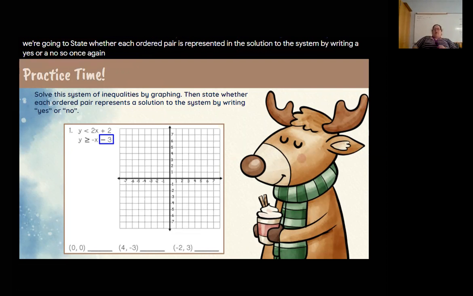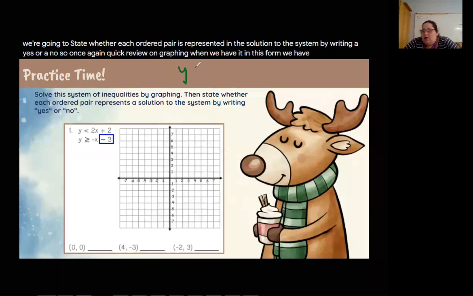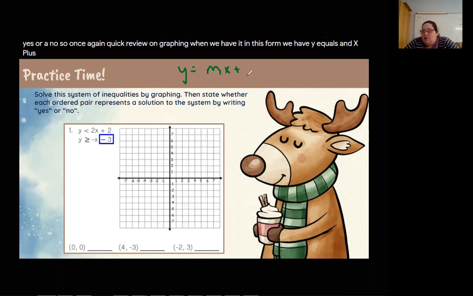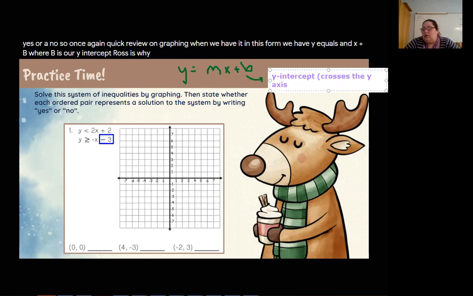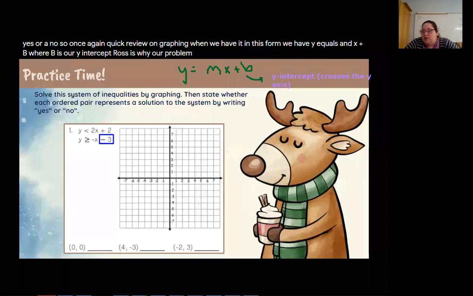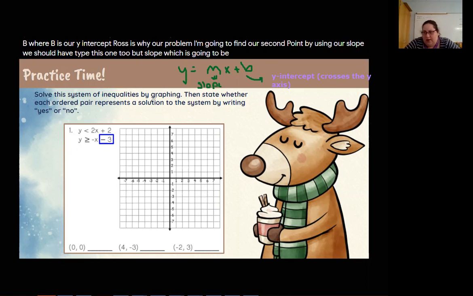So once again, quick review on graphing. When we have it in the form y equals mx plus b, b is our y-intercept, where the line crosses the y-axis. That's where we're going to start our problem. And we're going to find our second point by using our slope, which is going to be the rise over the run.